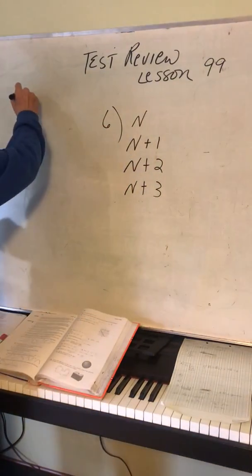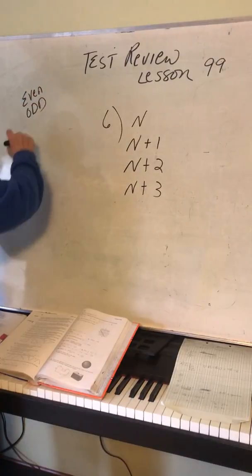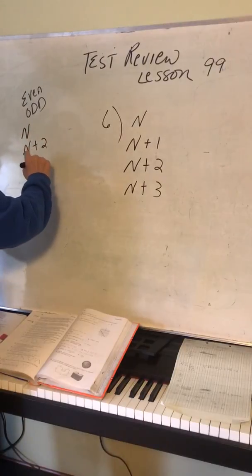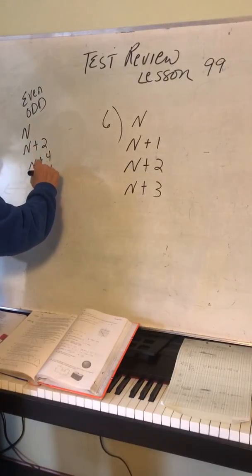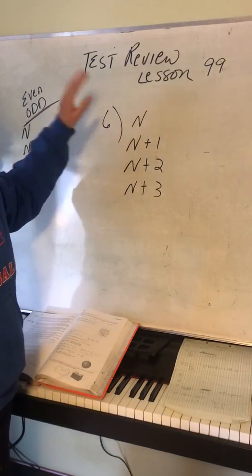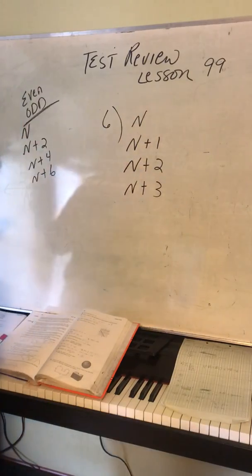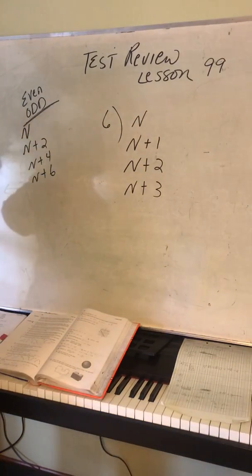Now, if they said even or odd, if they had said that, then that was going to be n, and then n plus 2, n plus 4, n plus 6 for even and odd. But they didn't. They said consecutive integers. So it's just 1, 2, and 3 added to the n. And here, if it's even or odd, you're going to skip every other one. So it's going to be n plus 2, n plus 4, n plus 6.